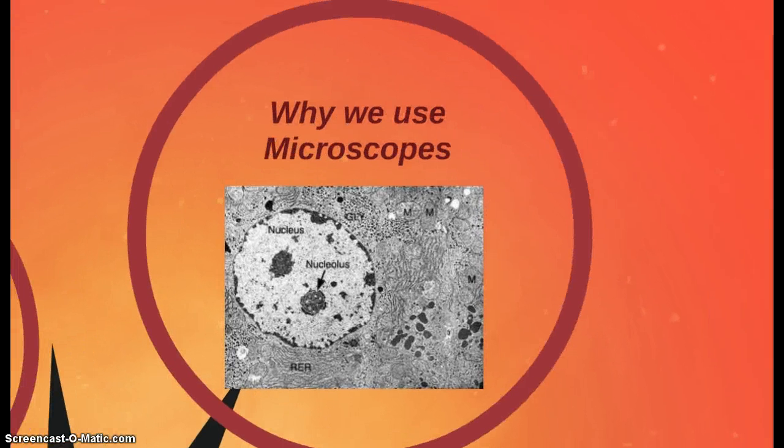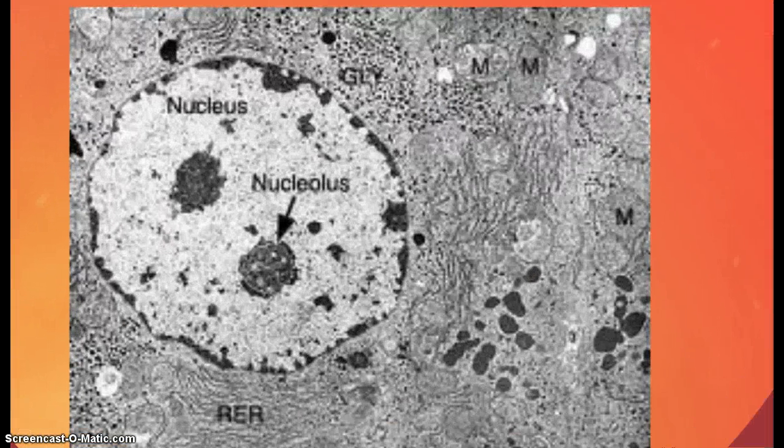Why do we use microscopes? We use microscopes to study the complexity of living and non-living objects. Here's an example of a living cell that has been magnified under a microscope. You'll see some parts of the cell labeled, the nucleus. You can see part of the cell wall structure and other parts.